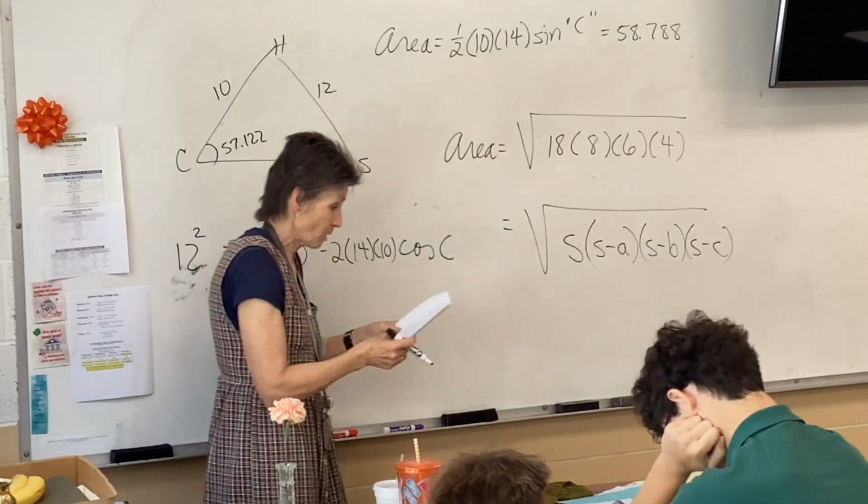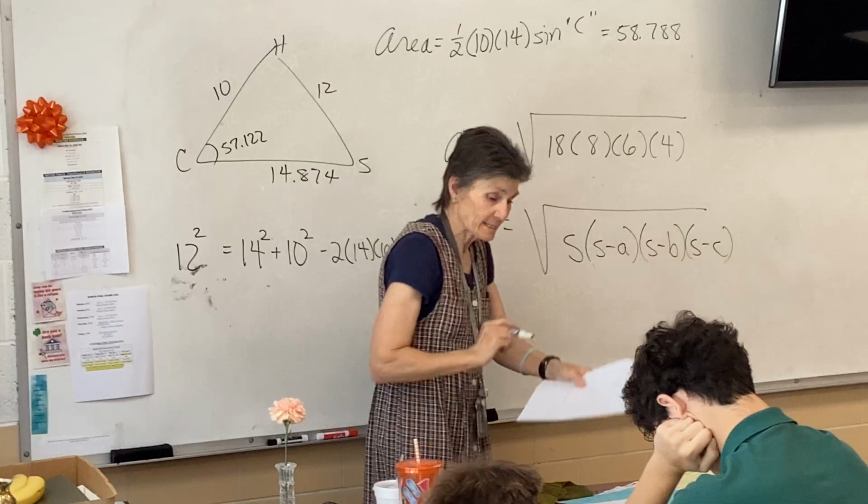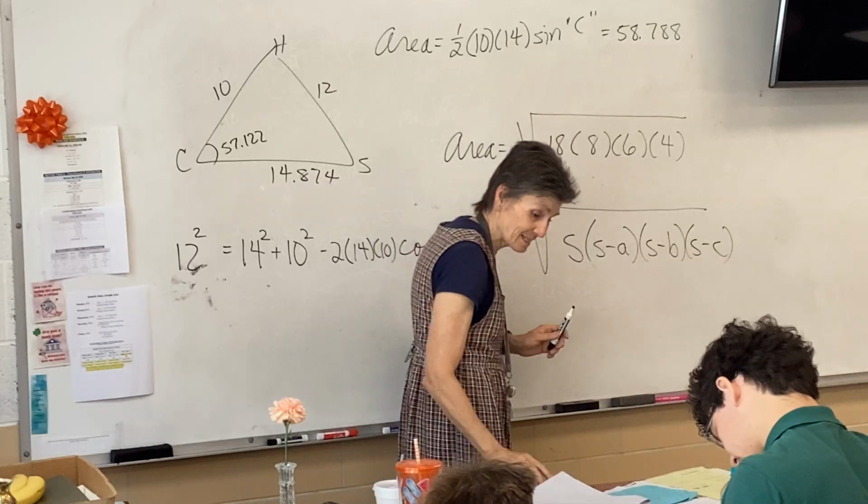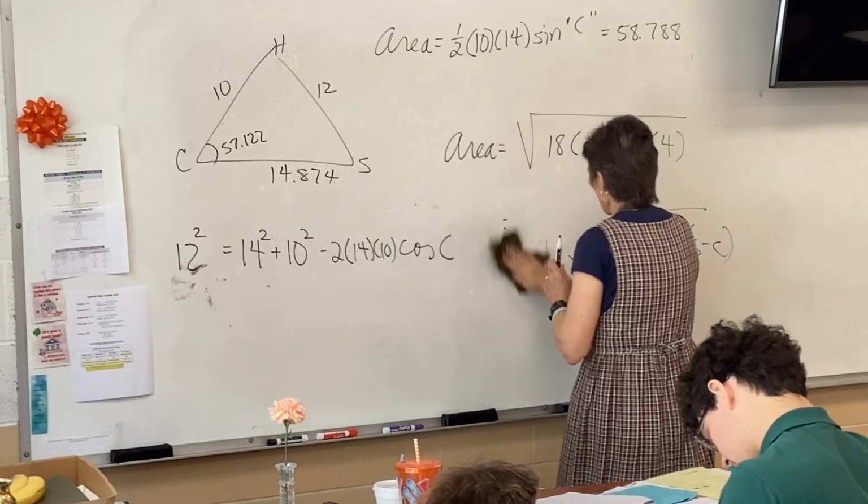Unless you're gonna carry all that on your calculator, which is fine, don't use Hero's formula unless you know all three sides. All right, so with that in mind, try C. You and your partner try C. You're finding the area of this triangle.